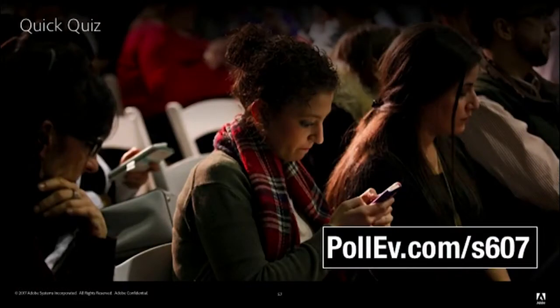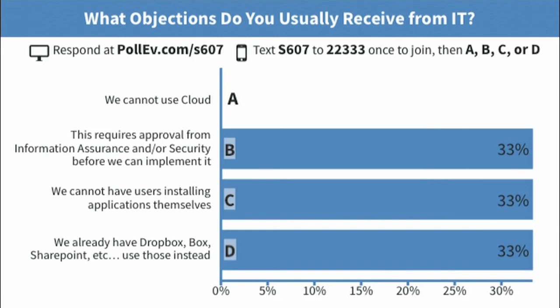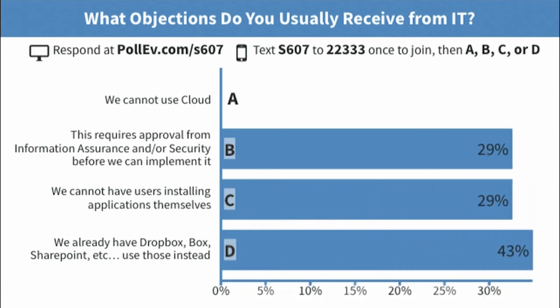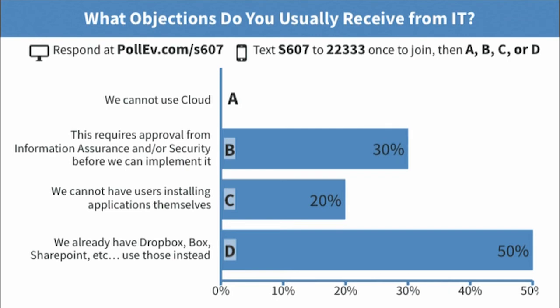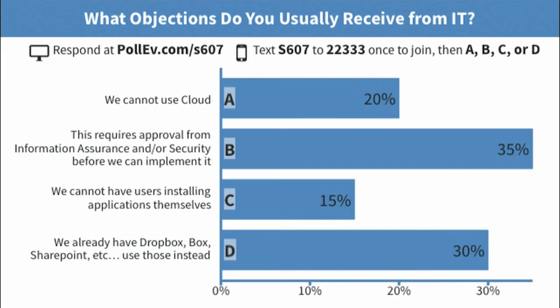But before we get there, we want to ask your opinion on something else, how you interact with IT. So go ahead back onto your phones to pollev.com/S607, or just refresh your browser on your phone and answer a couple of these questions. If you were to go to your IT, what are the objections you might get from them? Sorry, can't use cloud. Or we need information assurance and security approval before we can implement. Or sorry, we can't have users installing apps themselves. Or we already have a cloud. We have Dropbox, we have Box, we have SharePoint. Can you use those instead of Creative Cloud, please?